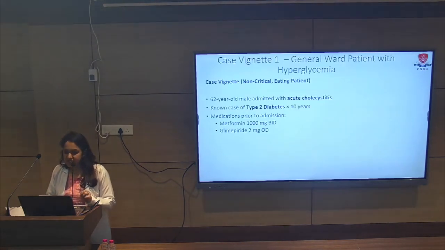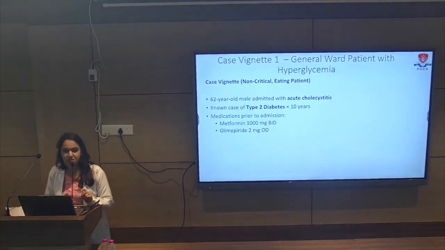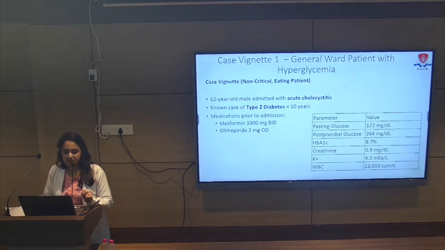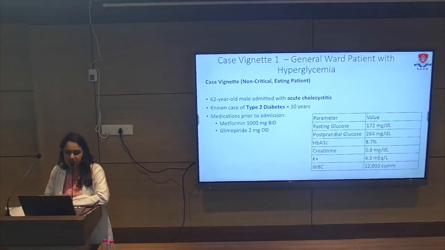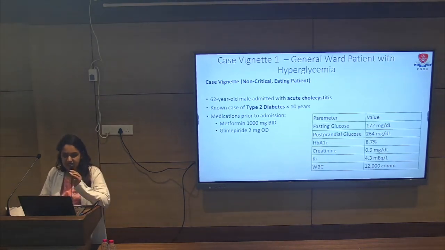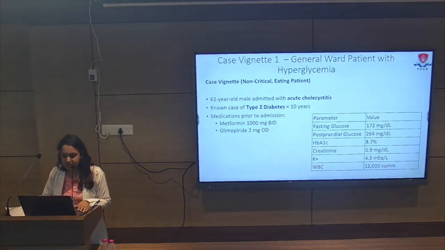This is a classic general ward scenario of a 62-year-old male admitted with acute cholecystitis, a known case of type 2 diabetes since 10 years. Medications prior to admission were metformin 1000 mg twice daily and glimepiride 2 mg once daily. Fasting plasma glucose was 172 mg per deciliter, postprandial glucose 264 mg per deciliter, HbA1c 8.7, creatinine 0.9, and total leukocyte count 12,000.